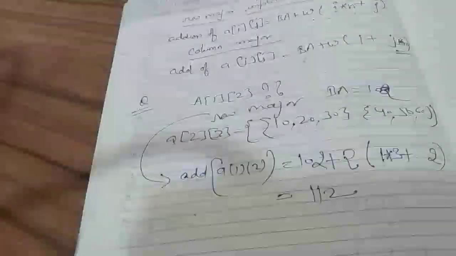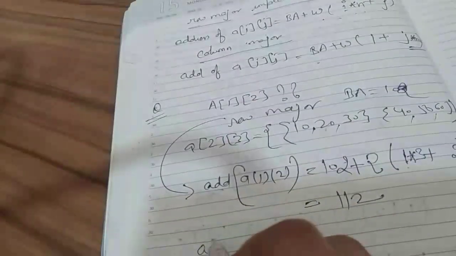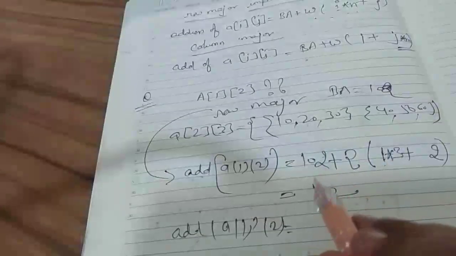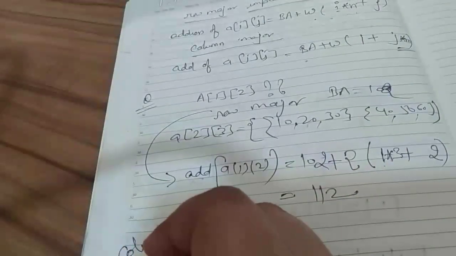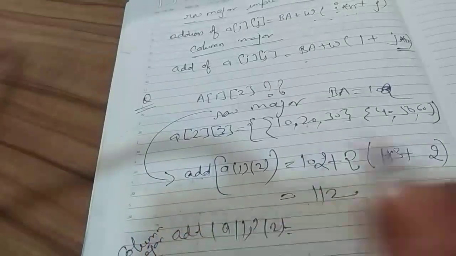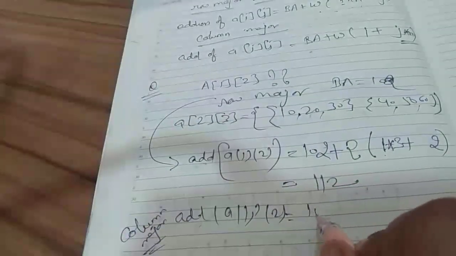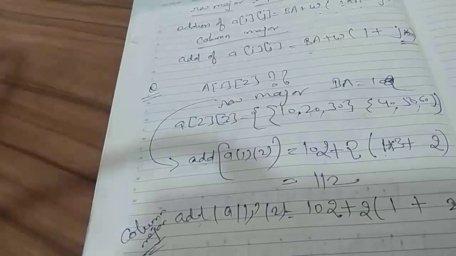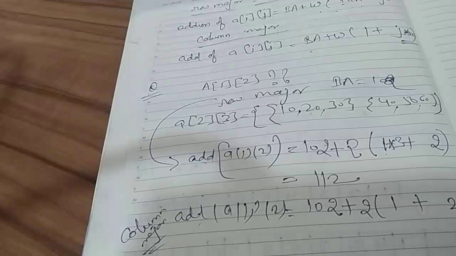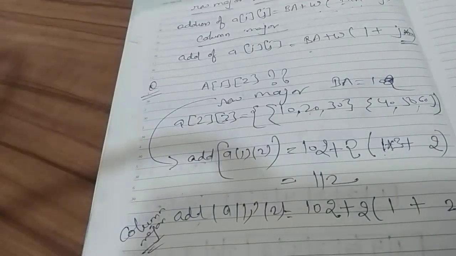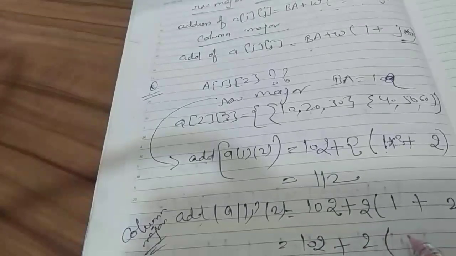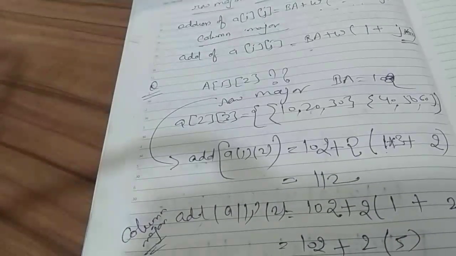And if we calculate the address of A[1][2] in column major, we calculate 102 plus 2 times (1 plus 2). In column major, we multiply the column part with the number of rows, and we have 2 rows. So this is equivalent to 102 plus 2 into 5. This is also 112.